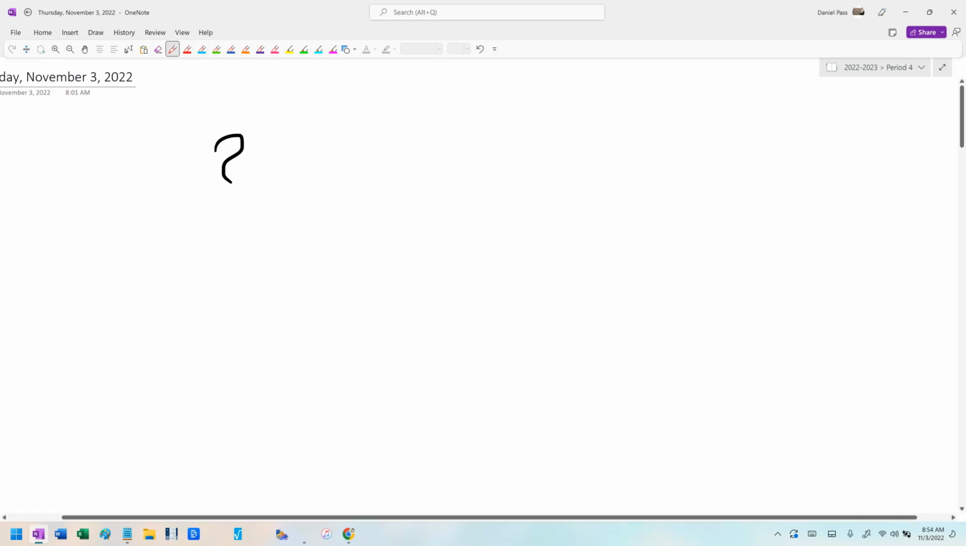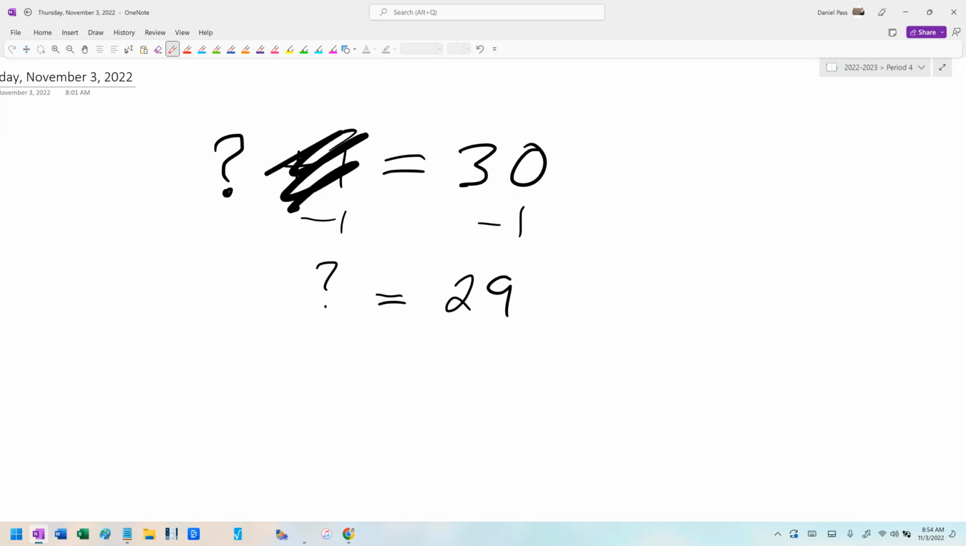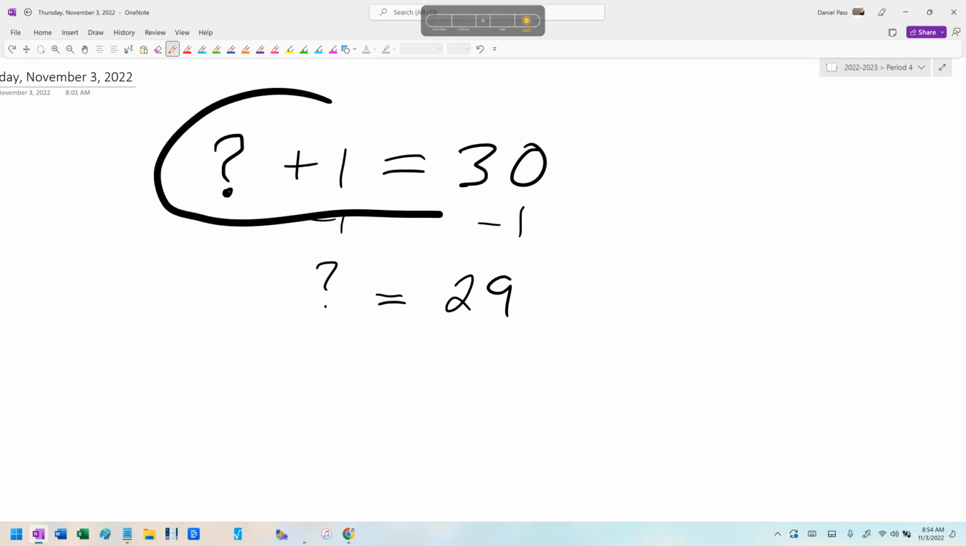Now I'm going to review really quickly our first lesson. Our first lesson was solving an equation. A question mark number, any number, plus 1 equals 30. What's that number? We know it's 29. So in our heads, what did we do? We actually subtracted 1. We did the inverse operation. Instead of adding, we subtracted. In this problem, it's really obvious, isn't it?